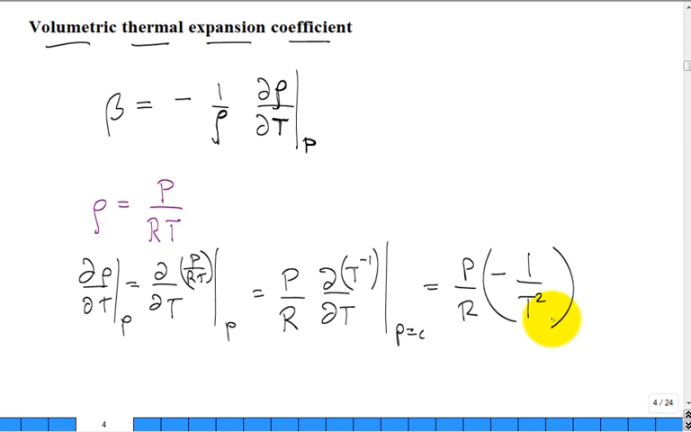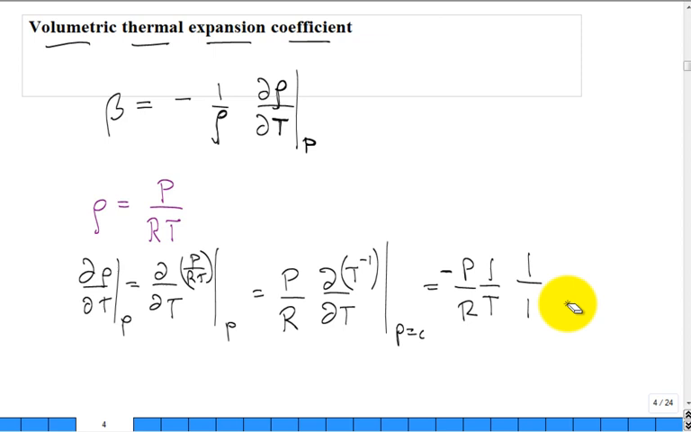So let's do this. Let me clean this up just a little bit. I'm going to put negative right there. I'm going to put a 1 over T right there, and then 1 over T like that. True? Does it look good? And then we look and we say P, get rid of this 1, P divided by RT. I've seen that before. What is that? It's rho, isn't it? So this is equal to minus rho over T.